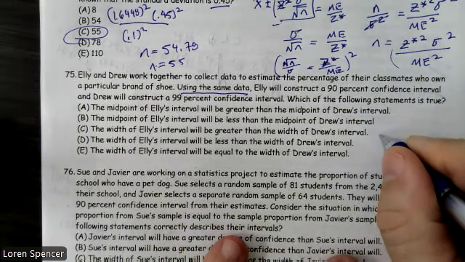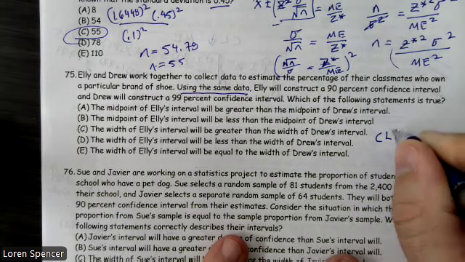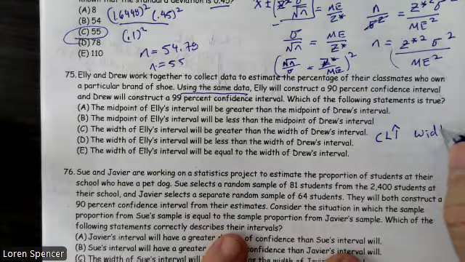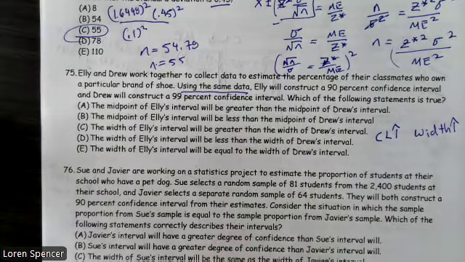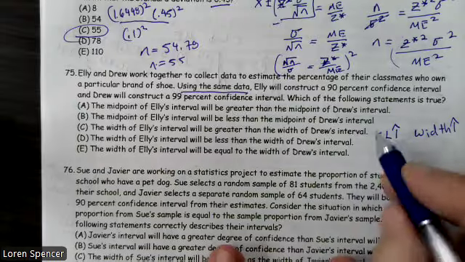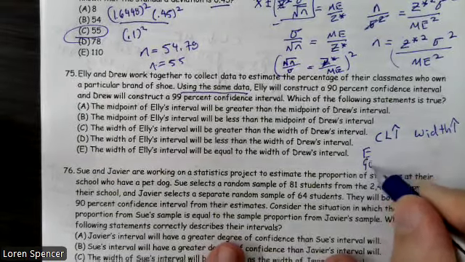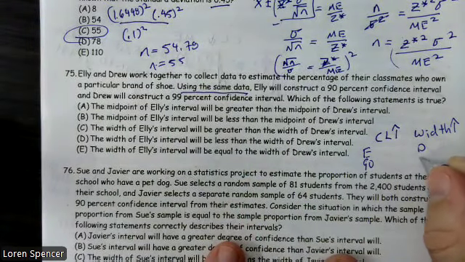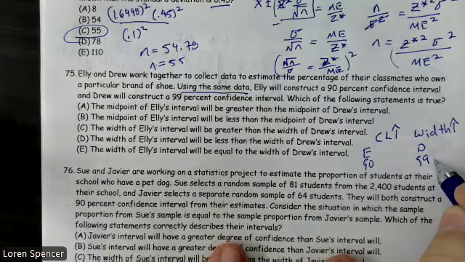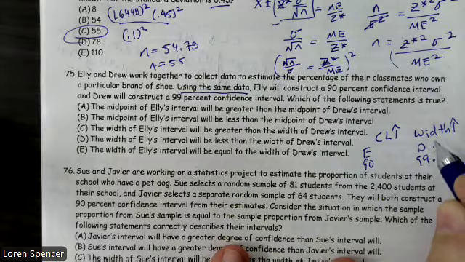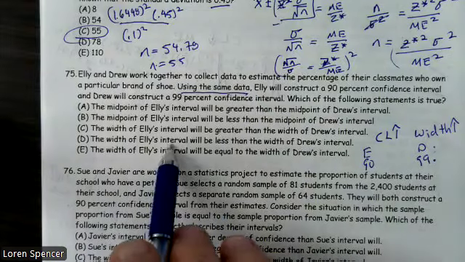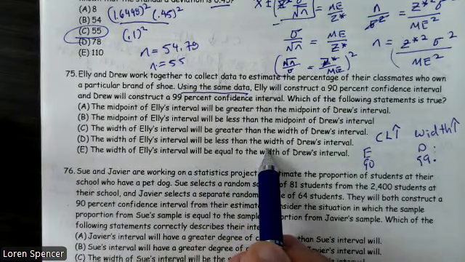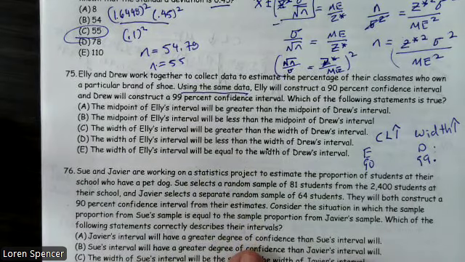And as the confidence level goes up, the width goes up. All right? So Eli was a 90 and Drew will do a 99, excuse me. So 99 is going to be wider. So Drew's will be wider than Eli's. So this is what we're looking for. Eli's interval will be less than the width of Drew's. All right. So the answer to 75 is going to be D.